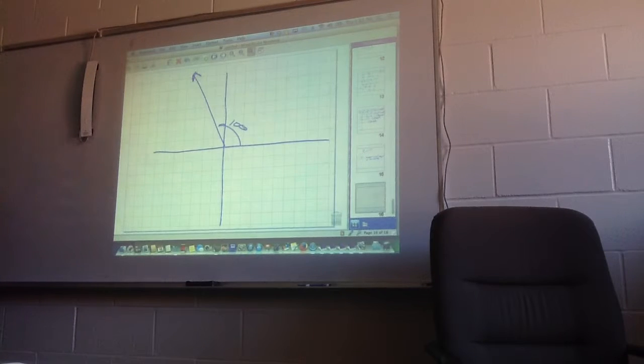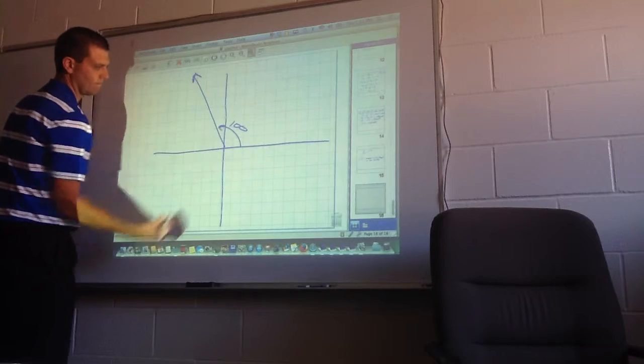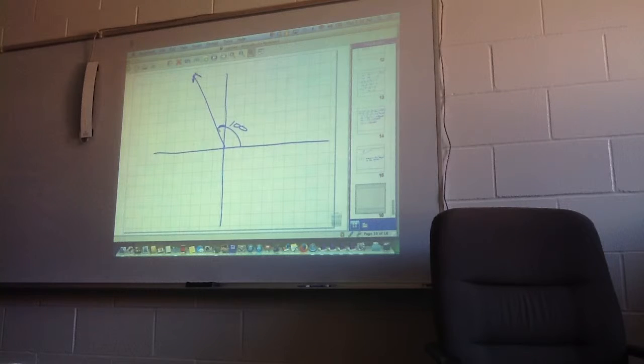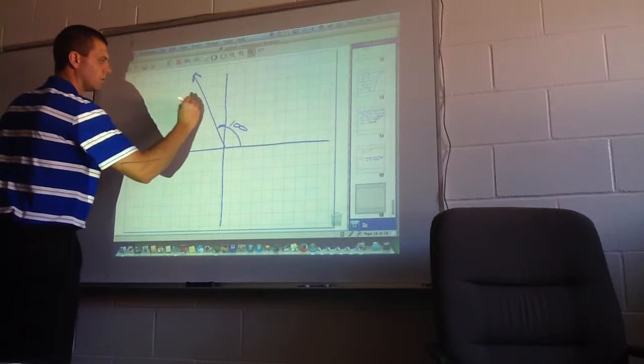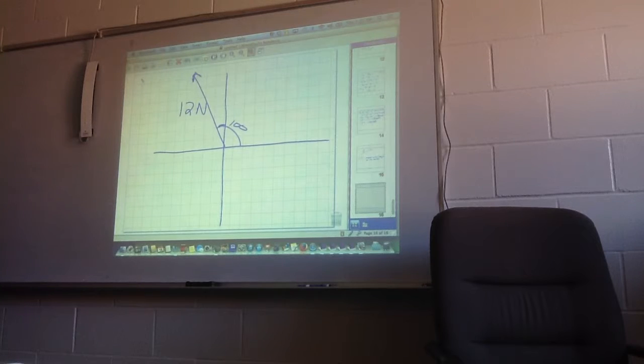(100 degrees). And then label the length 12 newtons. Newton is a label that is given to a force being put on an object. Okay? Newton's a force.